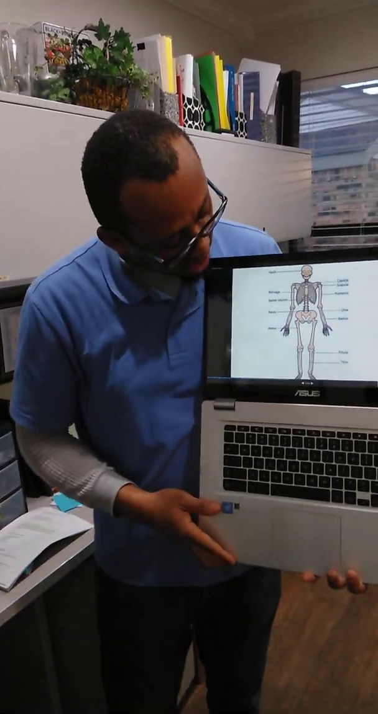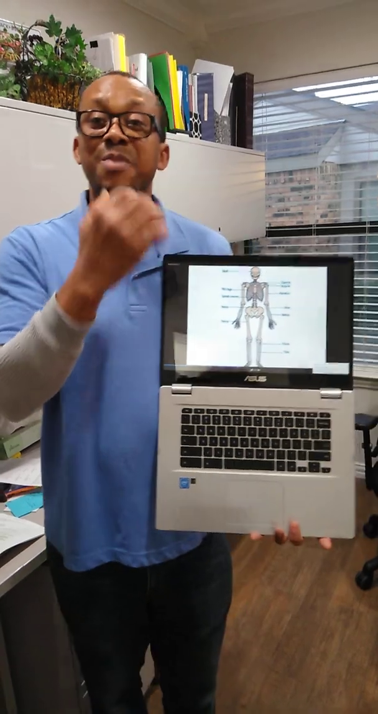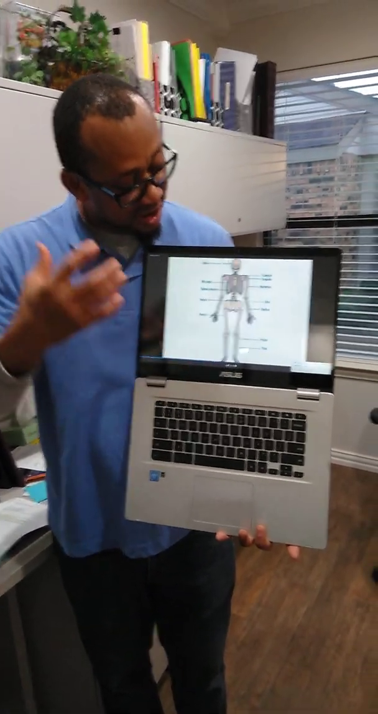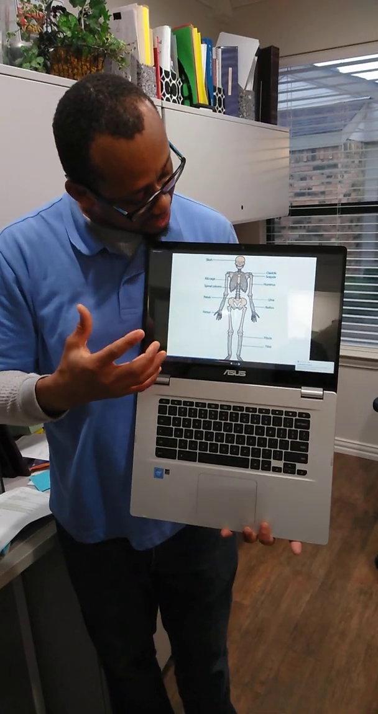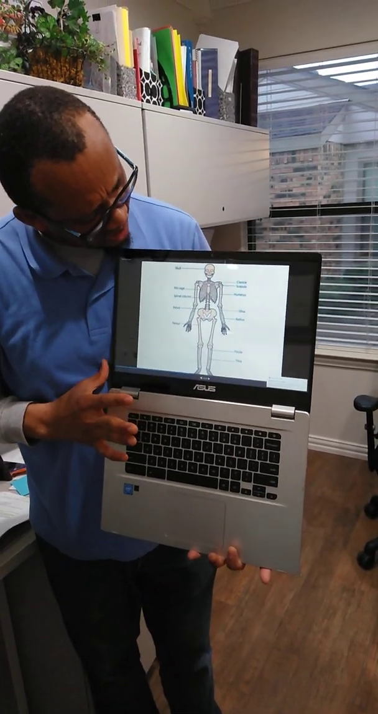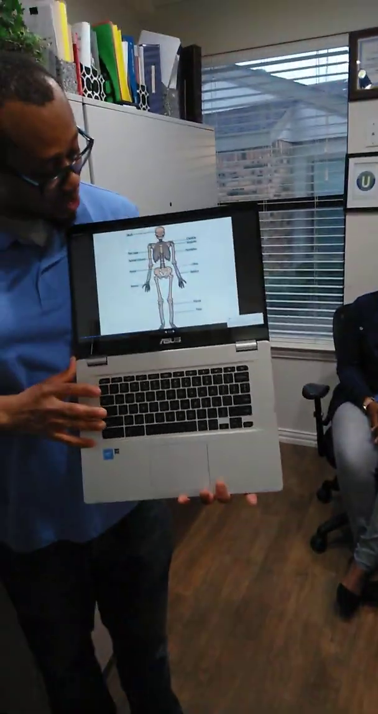So before I let you all go, I will just recap what I said earlier. The main functions of the skeleton are to help us move, store fats, help us produce red blood cells, and protect the soft tissues in the body. They help us do all that.